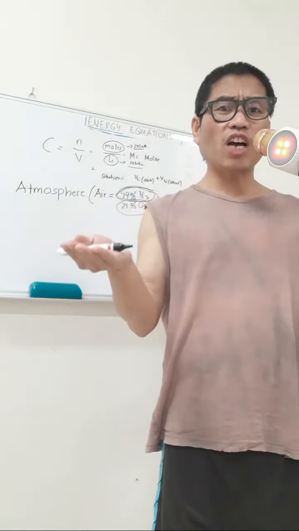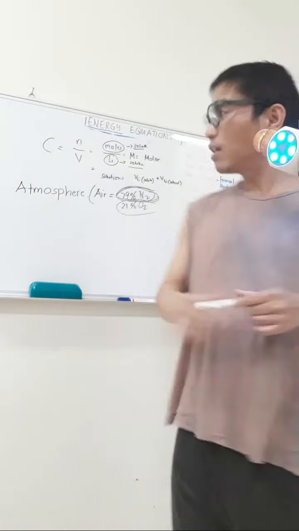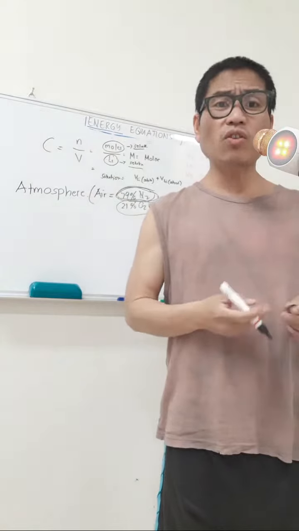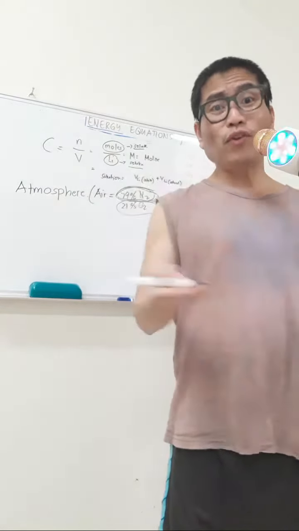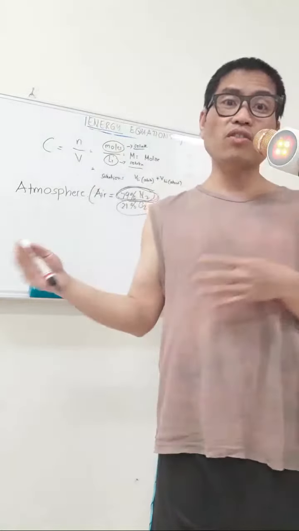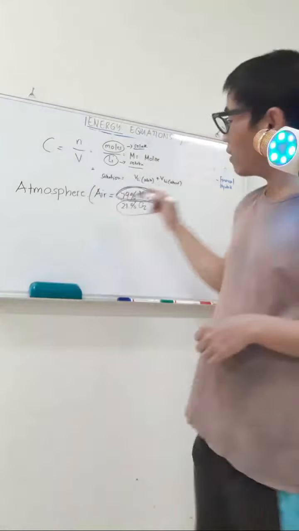Stoichiometry, or chemical calculations. All computations in chemistry are called stoichiometry calculations because they refer to the stoichiometric amounts of your reactants and your products, something like that. Okay? So first, 79% nitrogen.